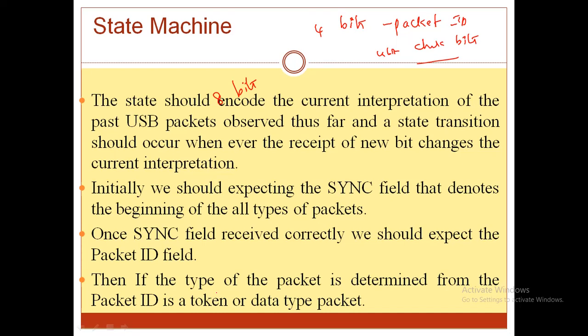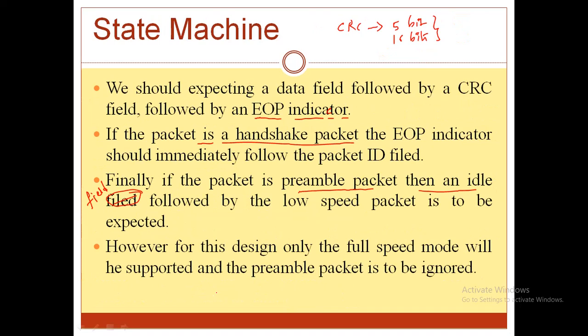So in this state machine design process, first of all it should be expecting the synchronization field. If the synchronization field is received properly, then it will expect the packet ID field. If the packet ID field is exactly received, it will expect the data field. If the data packet is correctly received, checked with the help of the CRC bits, if the CRC bits are correct, then the data is also correct. If the data packet ends, we can expect the end of the packet, okay, and the transfer is complete.